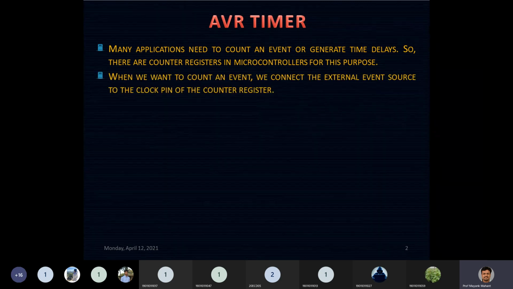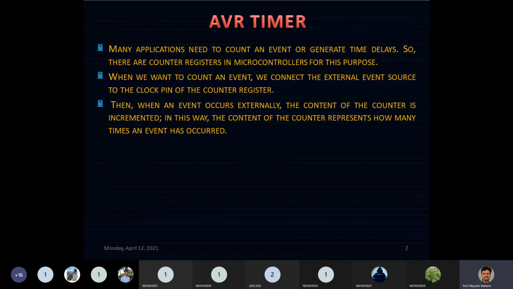So when we want to count an event, we connect an external event source to the clock pin of the counter register. I'll be showing you what the clock pin of a counter is. You would have seen T1, T0, and T2. These are some of the external pins where we can connect the event, and that would act as a source of clock to the counter register. So when an event occurs externally, the content of the counter is incremented.